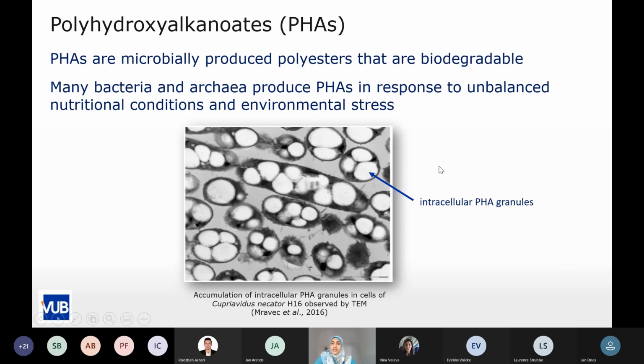And they are produced in response to unbalanced nutritional conditions, such as excess carbon source and limitation in other nutrients like phosphorus and nitrogen. And there might also be other environmental stress conditions, for example, an increase in salinity. These granules are reserves of carbon and energy, and then the bacteria can use them later.